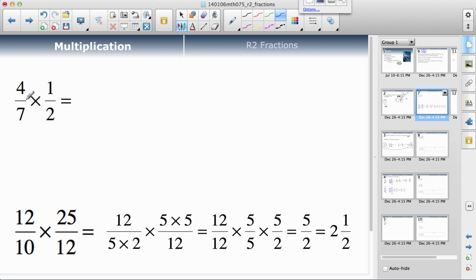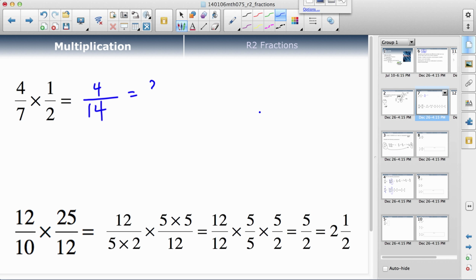So if I'm multiplying these two fractions, what I want to do is multiply the top and multiply the bottom. So 4 times 1 is 4, 7 times 2 is 14. Now, I'm feeling pretty good with that answer, but I notice that each of those numbers could be simplified. So I could do that equivalent fraction thing again.